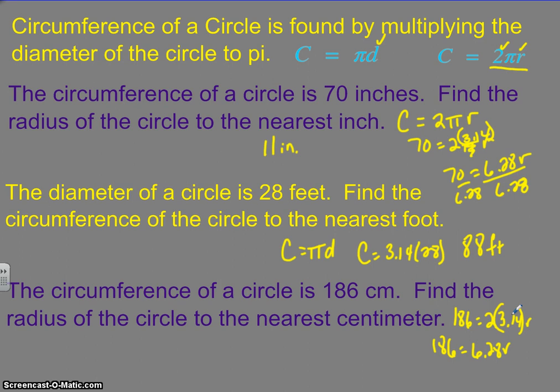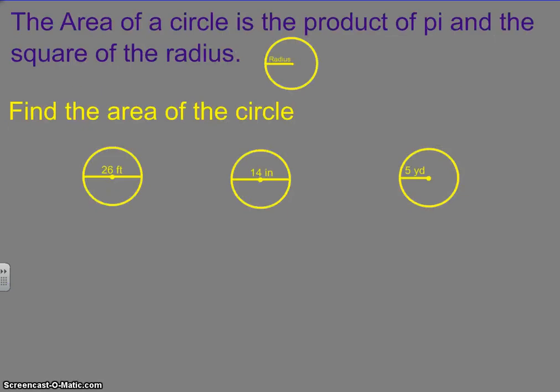If we divide both sides by 6.28, we're solving for r. We get 29.6. We're going to round that to 30 centimeters. And it is circumference. There's no need to put a square unit on there.